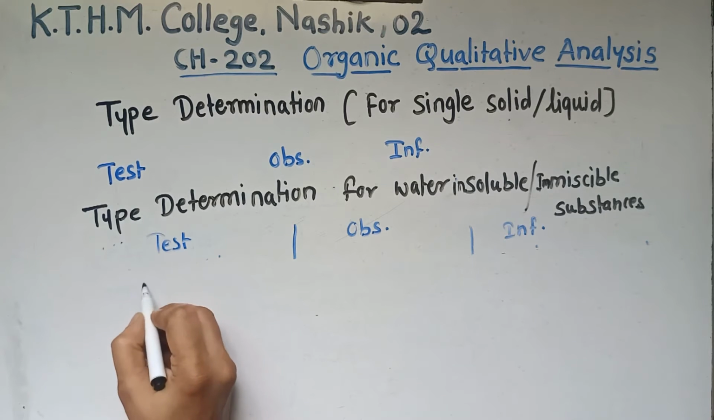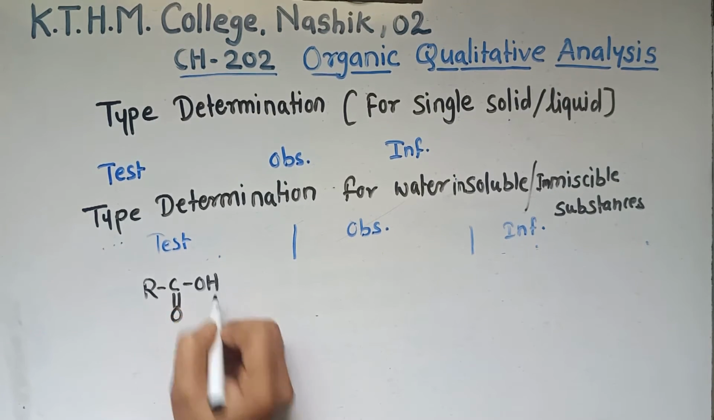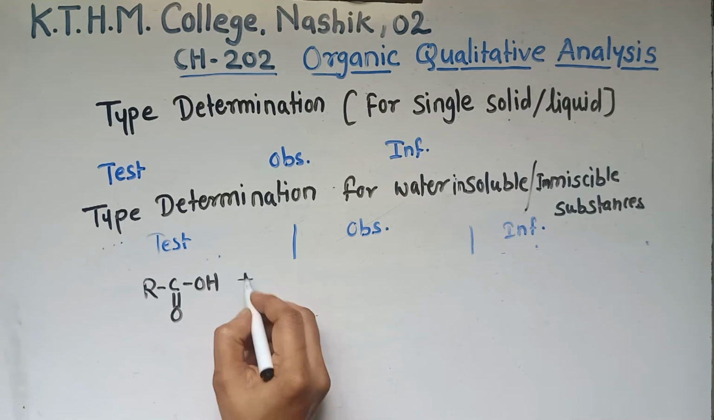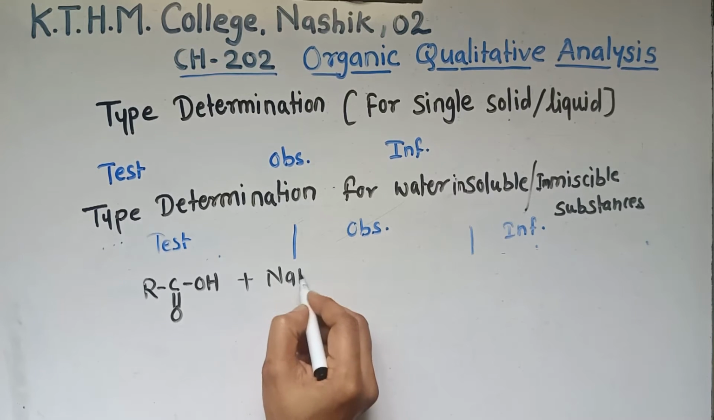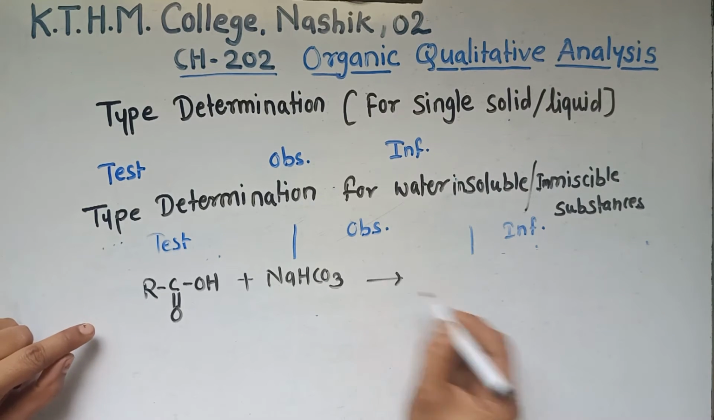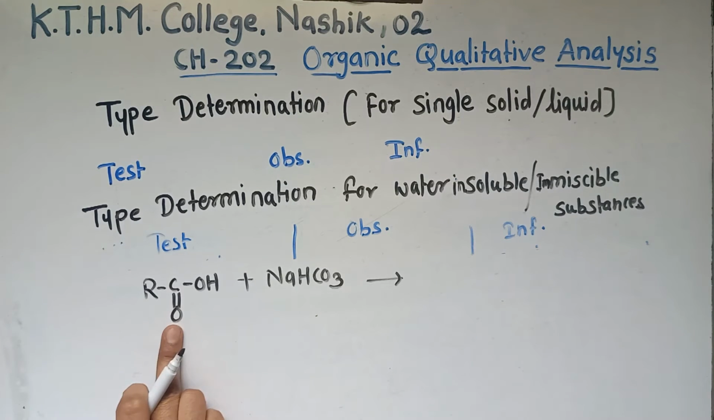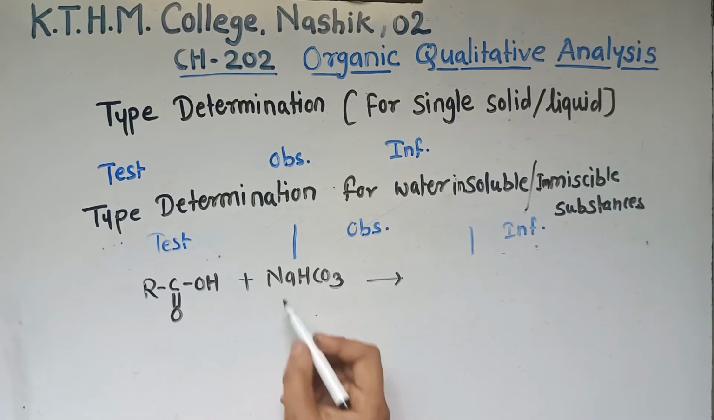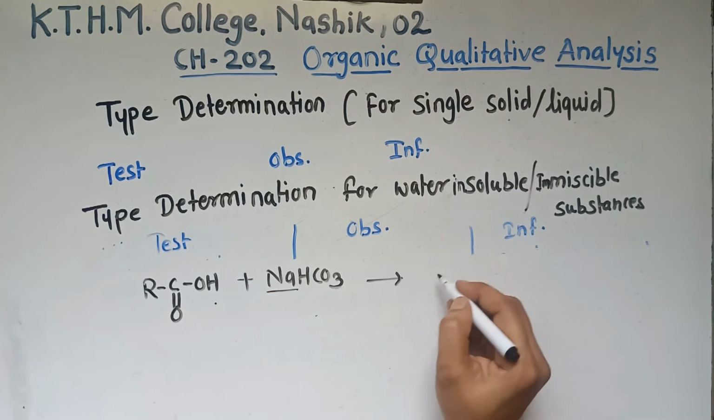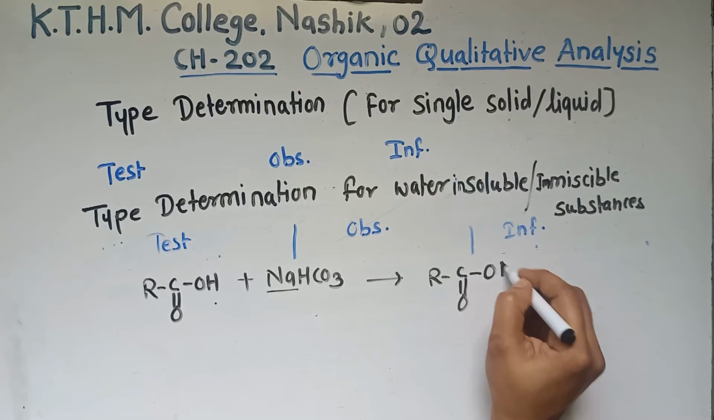Now exactly what reaction happens? Suppose our compound is acidic, that means it contains this acid functional group. In that we add NaHCO3. This reaction we have already discussed in the previous lecture, but now I am explaining it again. When NaHCO3 is added to this acidic compound, what happens? The Na is replaced, giving RCOONa.